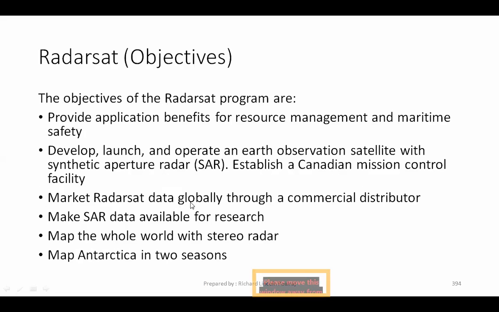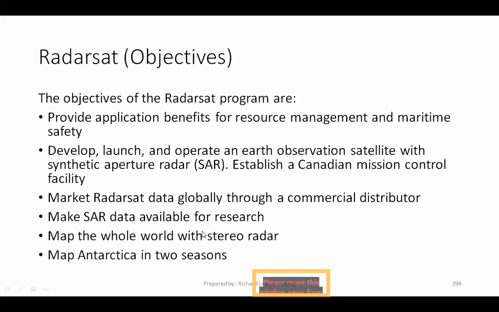Market Radarsat data globally through a commercial distributor. So we can not only design, but we can also market them worldwide through a commercial distributor. So you will have to recognize a distributor, and once your Radarsat is fine, then you can start commercializing it with the help of a distributor who has global contacts.